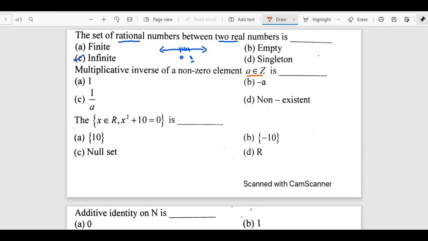Then the multiplicative inverse of a non-zero element A belonging to Z is... Yes, Samad, what is the answer? Multiplicative inverse. Okay, very well said. You are correct that multiplicative inverse is basically 1 by A, no doubt, but the set is of integers. In integers, we have the negative numbers, then we have 0, and we have positive numbers. We do not have fractions, okay? So the multiplicative inverse of a non-zero number, yes, it would be non-existent. Excellent. It would be D.